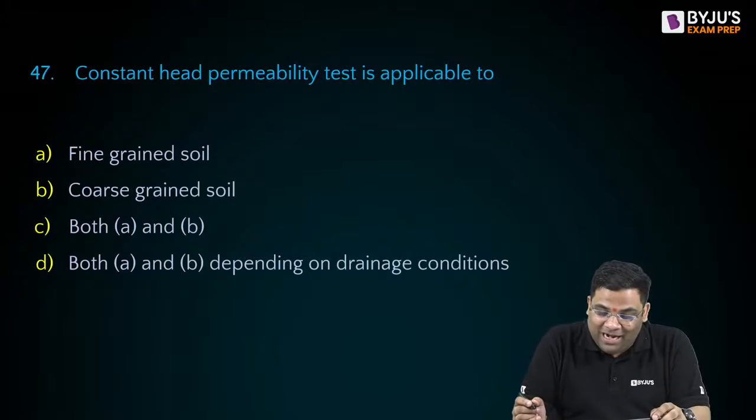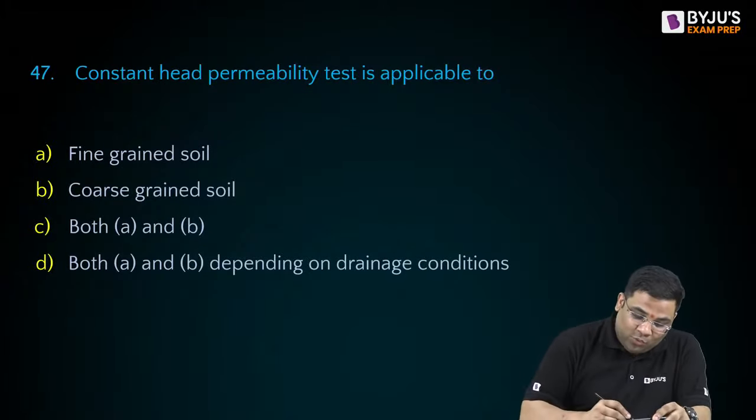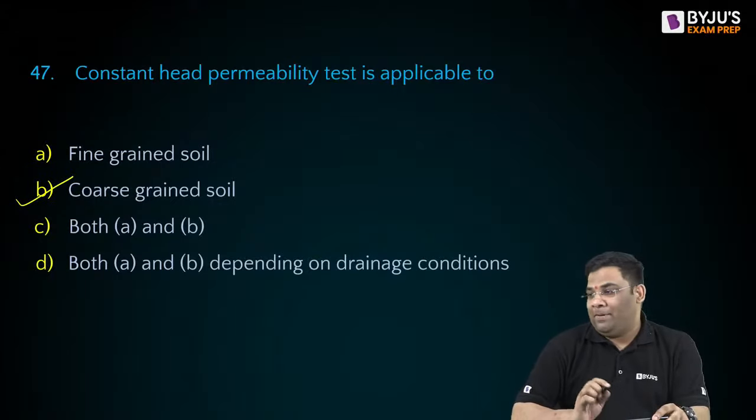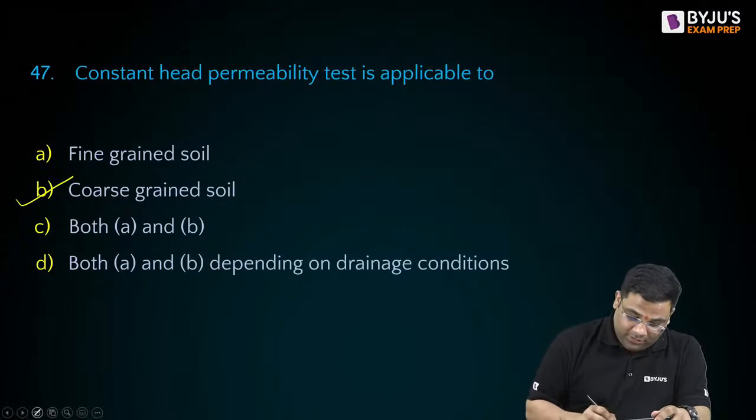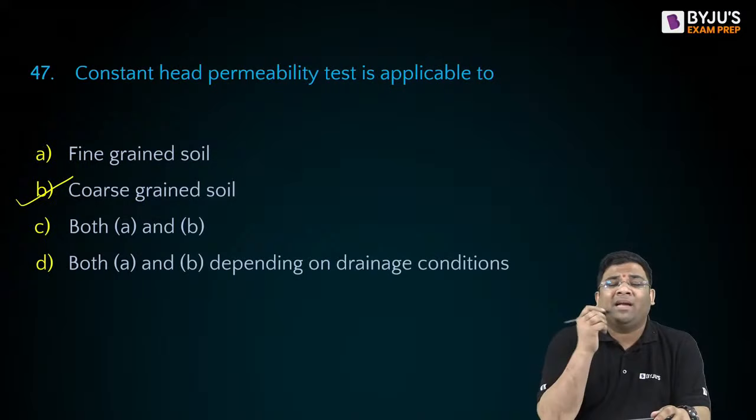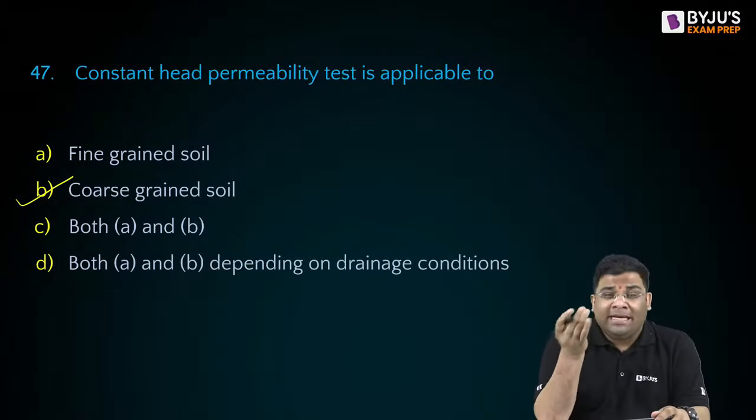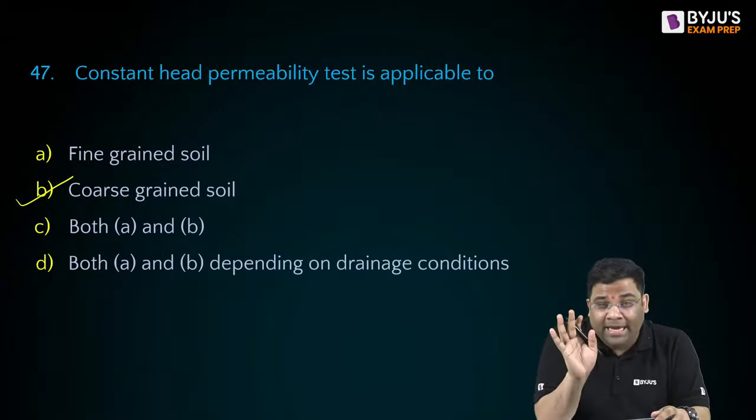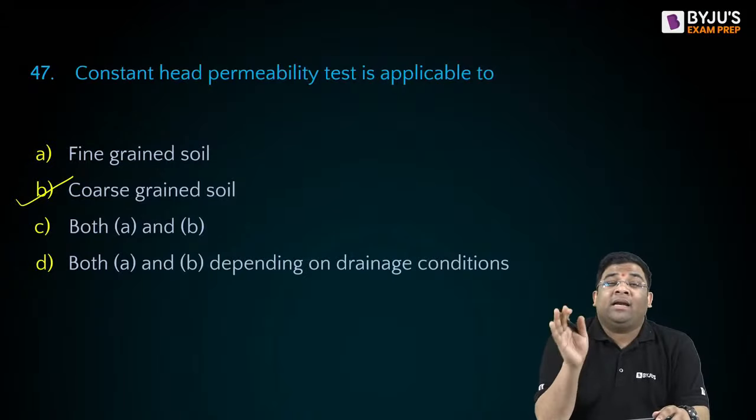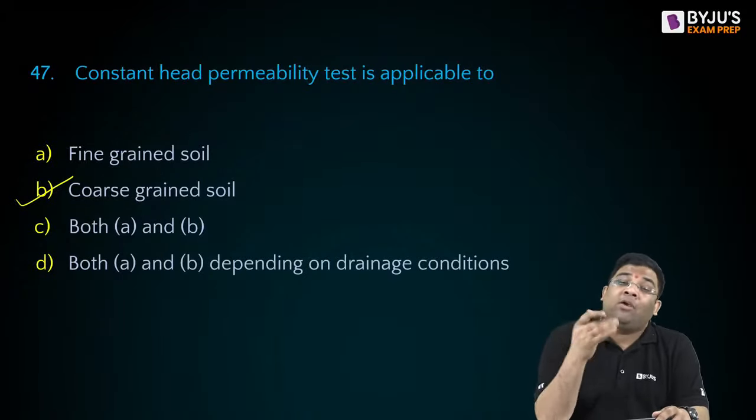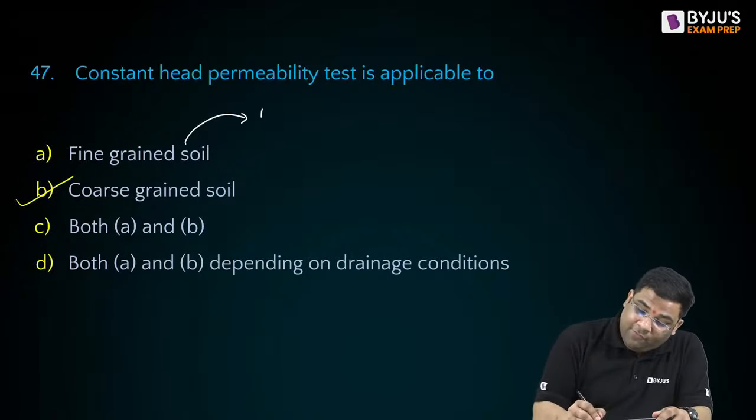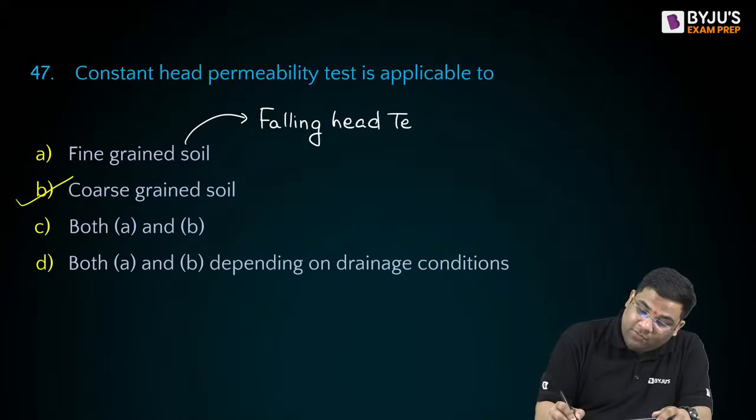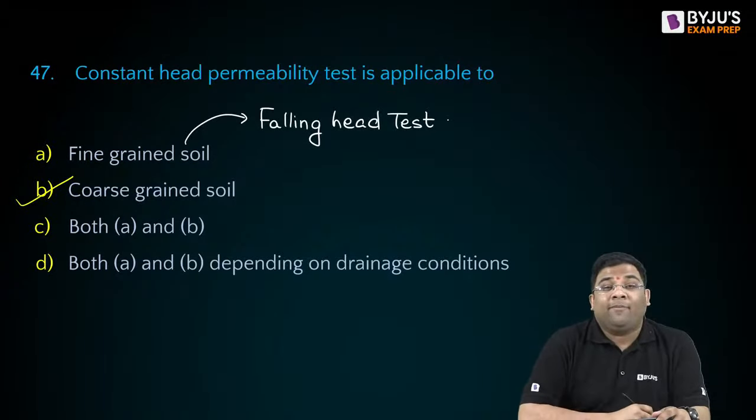So constant head permeability is applicable to coarse grained soil. Remember this, because it is not applicable to fine grained soil. Why? Because fine grained soil has very low K and you cannot collect a lot of water in a short time. So for fine grained we have what? Falling head test. Remember this. For fine grained we have the falling head test. For coarse grained we have the constant head test.